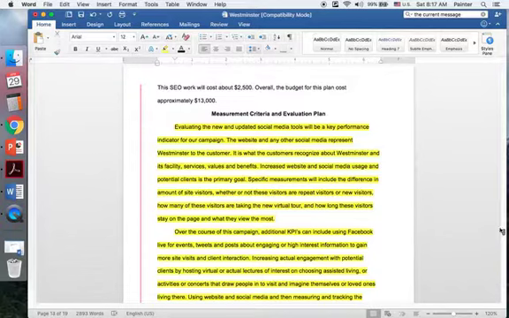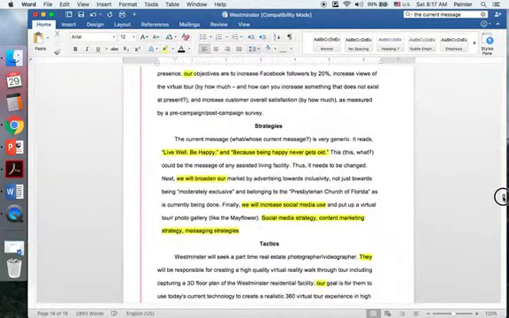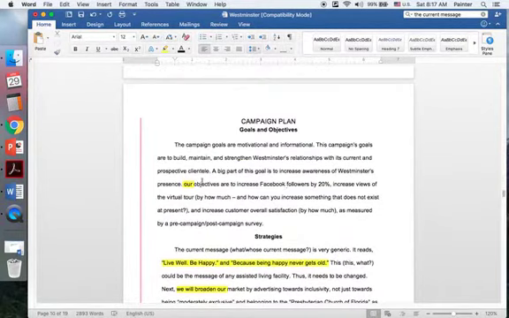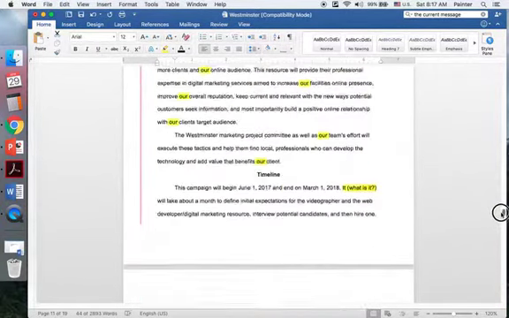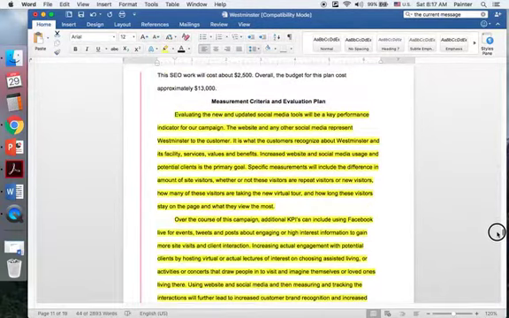The final section in the campaign plan is your measurement criteria and evaluation plan. Here you need to go back to your objectives and specifically state all of your objectives here should cover everything in terms of your strategies and your tactics, and they should be used as your KPIs, your key performance indicators, your benchmarks, your measurement criteria. So evaluating new and updated. So we don't know how you'll evaluate them though, right? We don't know how much of an increase is the campaign designed to achieve.